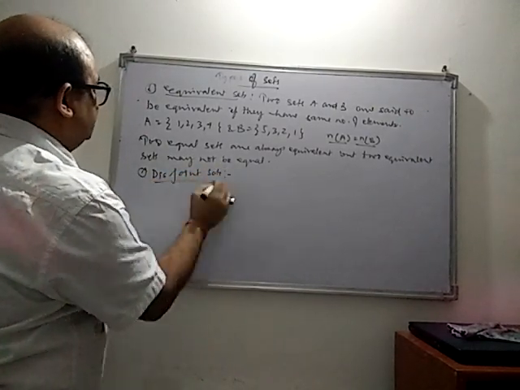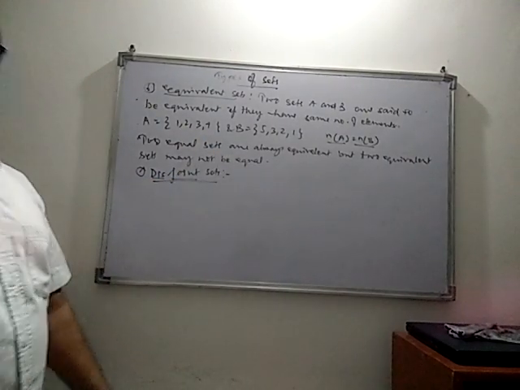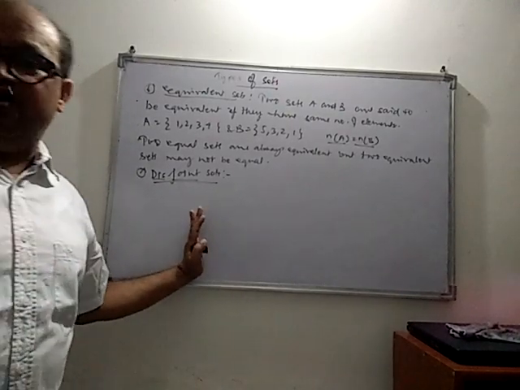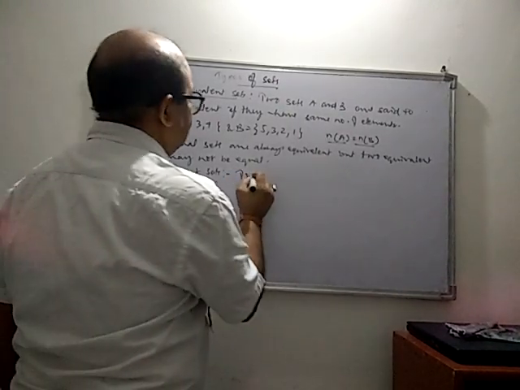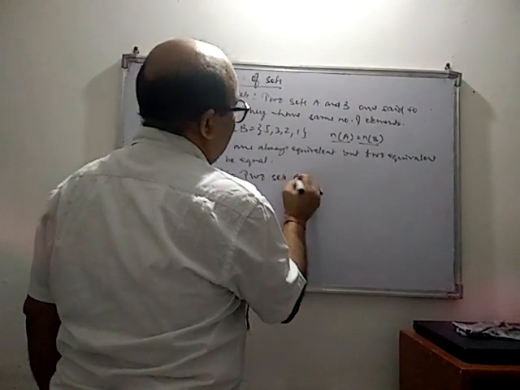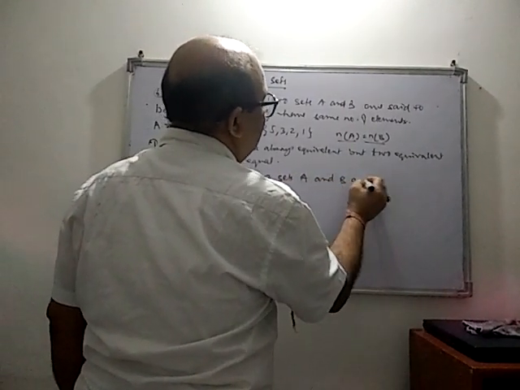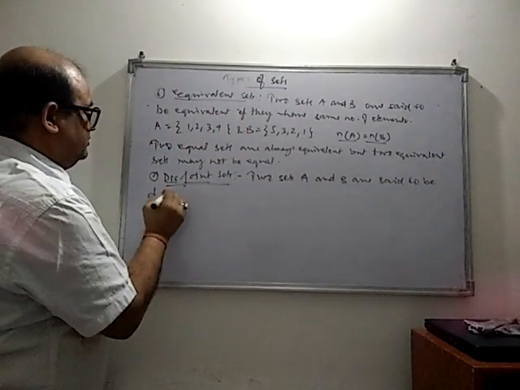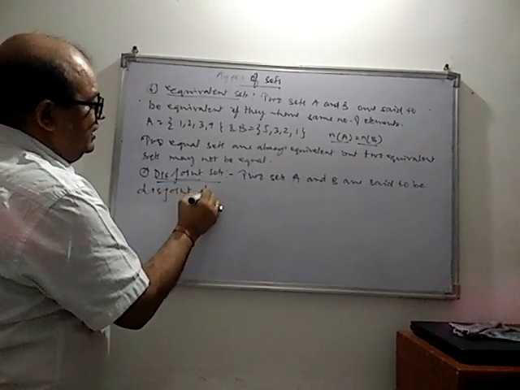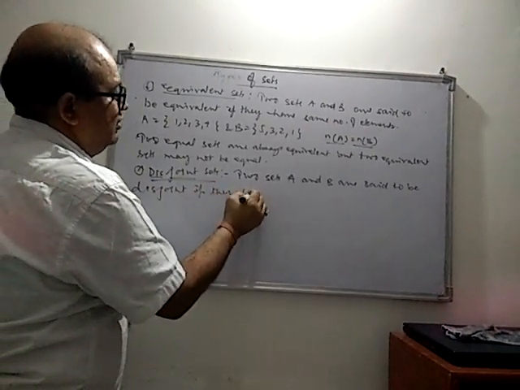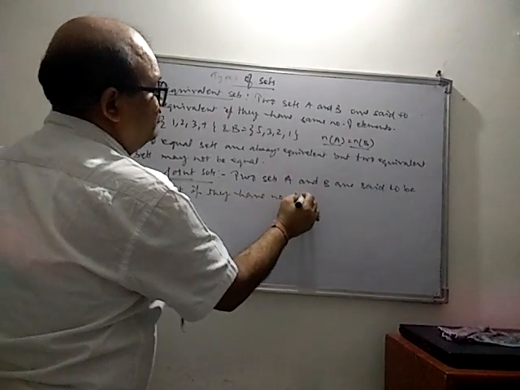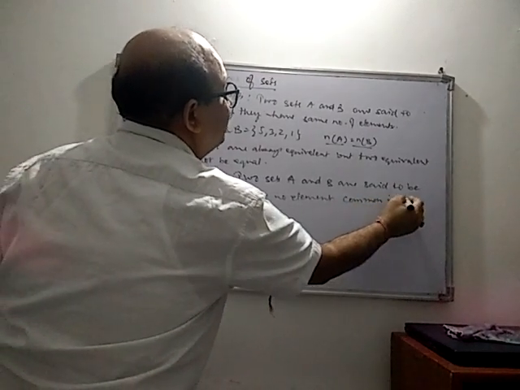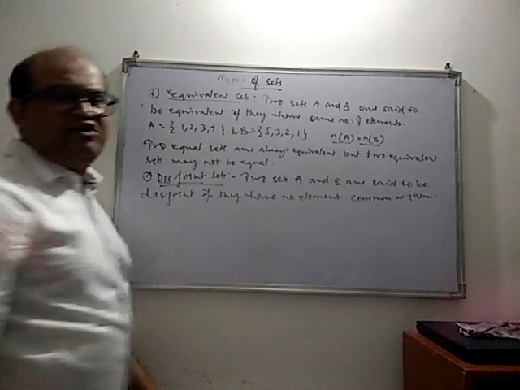What is disjoint? Two sets A and B are said to be disjoint sets if they have no element common in them. That is, they don't have any element common in them.